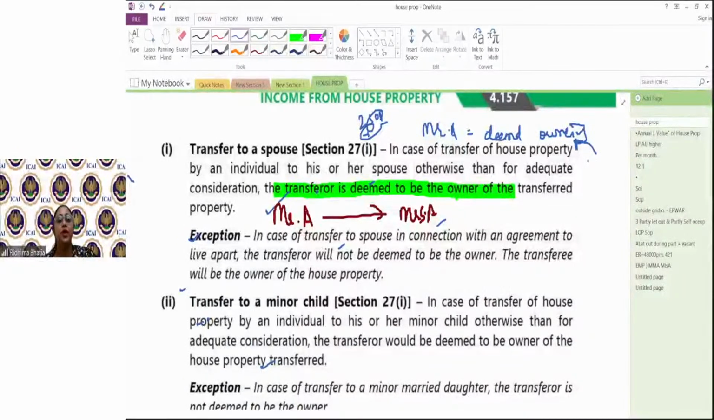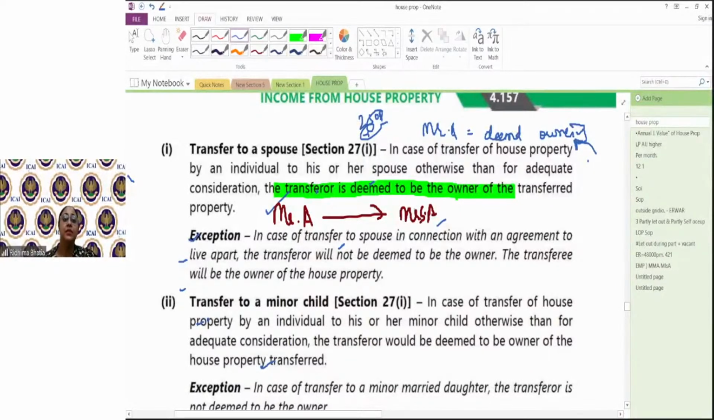Deemed owner का concept क्यों लाया? Because people used to divert their properties into someone else's name to divert the income so that they do not have to pay the taxes. But alimony, where the person is transferring the property because of an agreement to live apart, Mr. A in that case will not be deemed to be the owner, just not by saying कि adequate consideration नहीं हुआ.